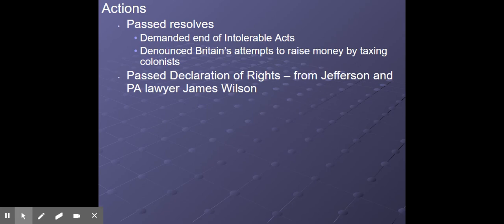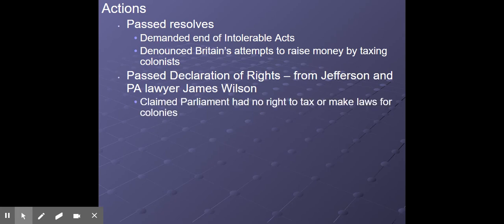Now, this is not the Declaration of Independence. This is not the Bill of Rights. It is a Declaration of Rights written by Thomas Jefferson and a Pennsylvania lawyer by the name of James Wilson. They claim that Parliament has no right to tax or make laws for the colonies. Once again, this cry of no taxation without representation.